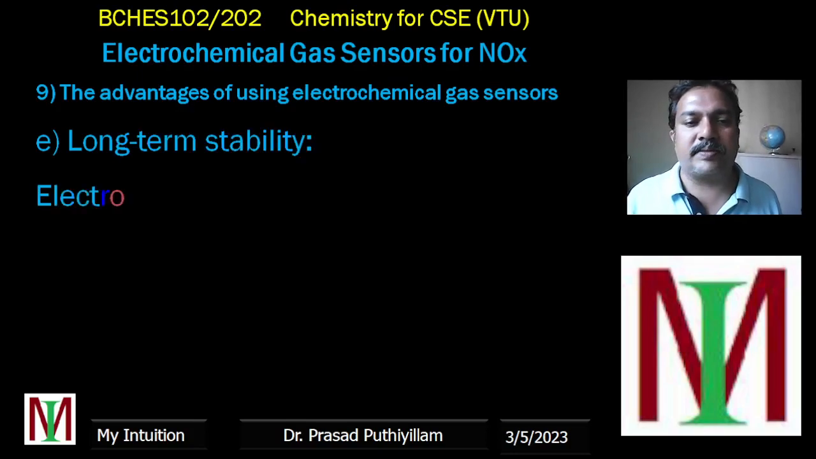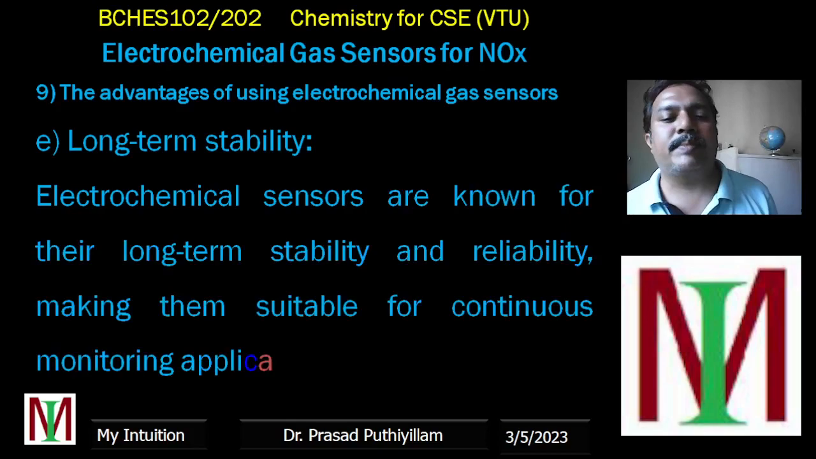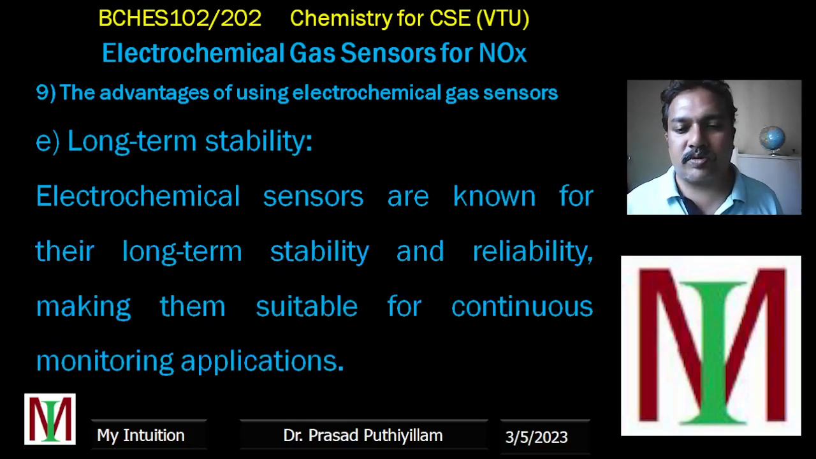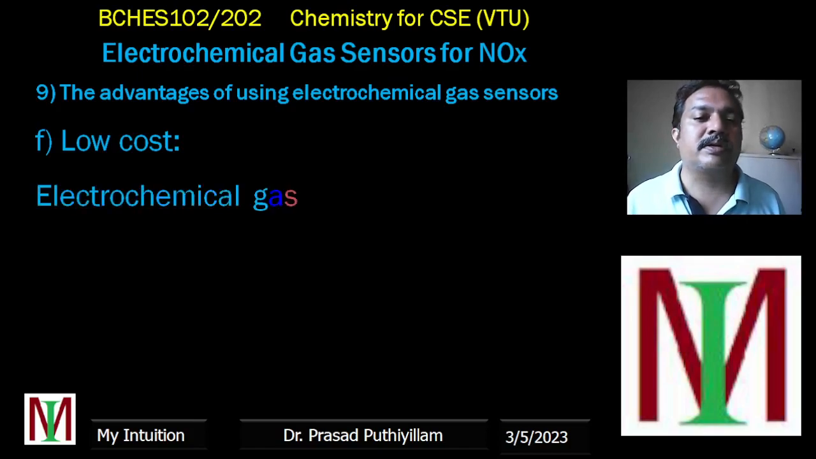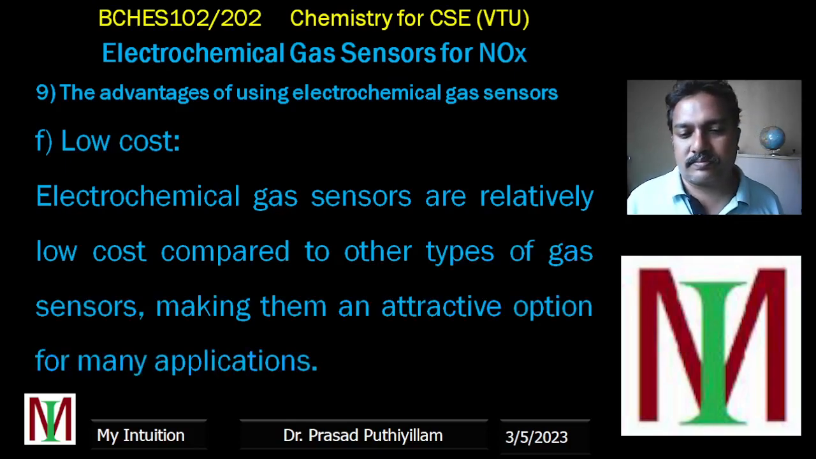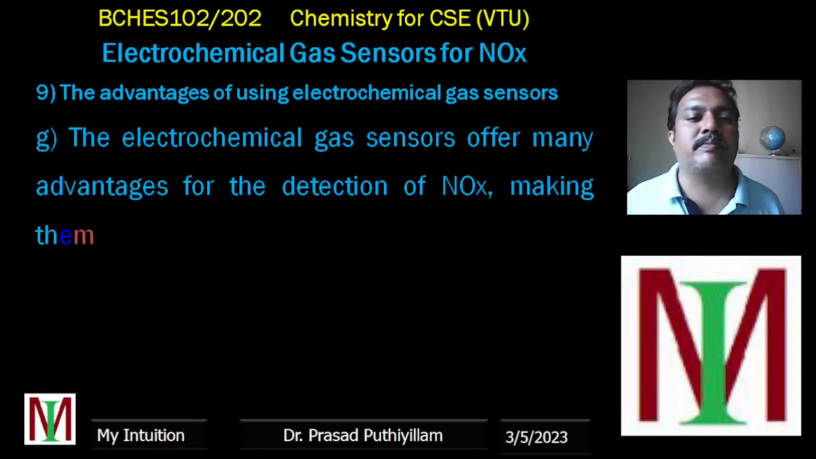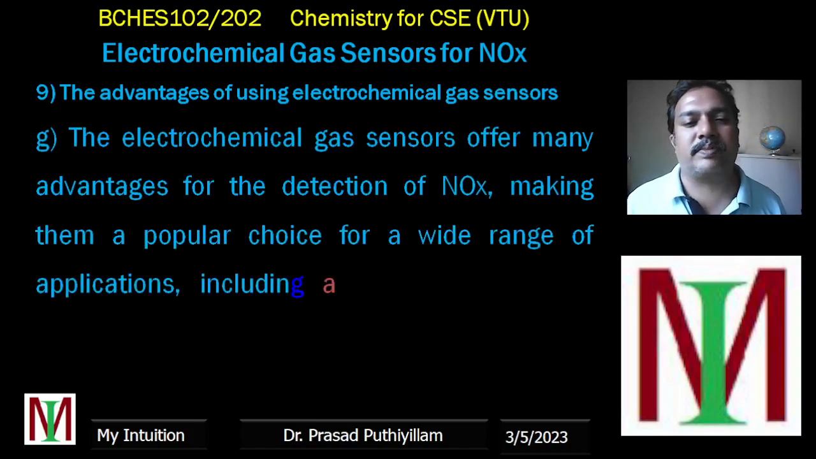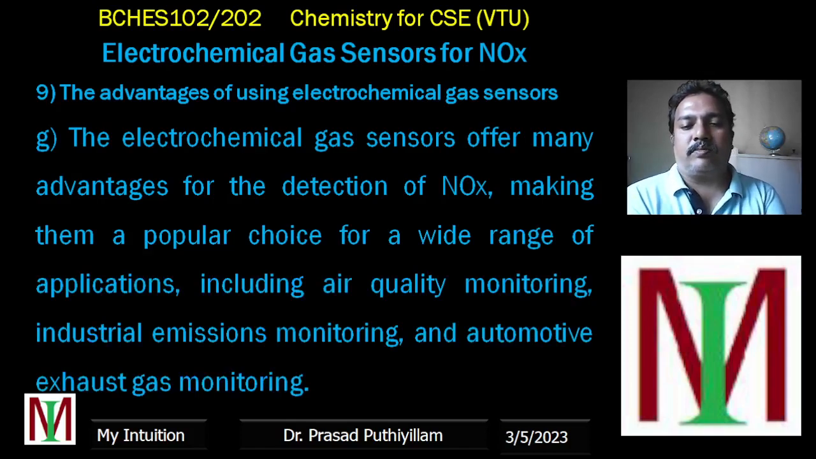Long-term stability is there. Electrochemical sensors are known for their long-term stability and reliability, making them suitable for continuous monitoring applications. Low cost. They have very low cost compared to many other sensors. The electrochemical gas sensors offer many advantages for the detection of NOx, making them a popular choice for a wide range of applications, including air quality monitoring, industrial emissions monitoring, and automotive exhaust gas monitoring.